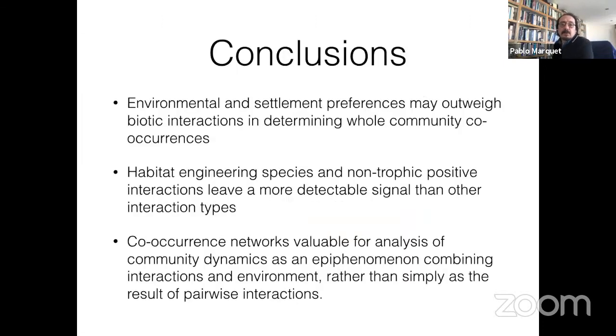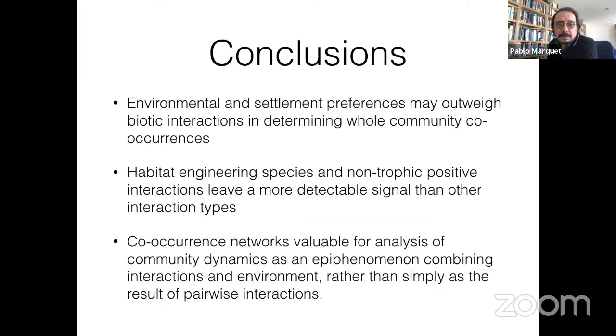So I have a couple of conclusions. Environmental and settlement preference may outweigh biotic interactions. If you use co-occurrence data, the place is more important than the interactions. And some species, particularly habitat engineering species and non-trophic positive interactions, leave a more detectable signal than other interaction types. Also, co-occurrence networks are valuable for analysis of community dynamics as an epiphenomenon combining interaction and environment, rather than simply as a result of pairwise interaction.